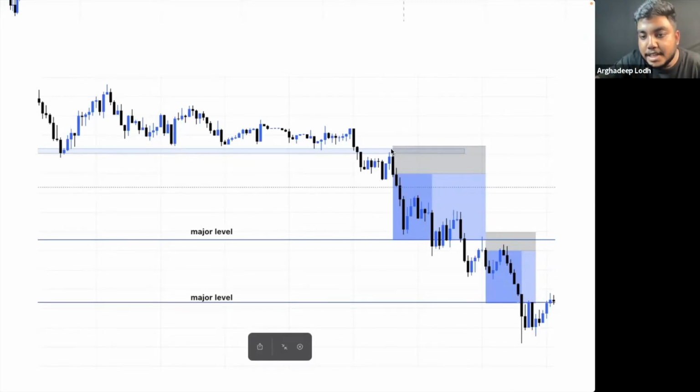I kept my stop loss above the resistance level, see, because I know the resistance is working. So I'll put my stop loss just above the resistance level. I put my stop loss above the resistance level and target. See, I have written major level. So these levels are also support and resistance levels.